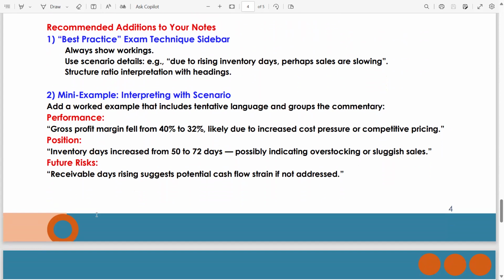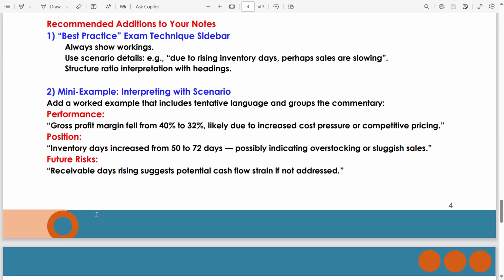Performance: group profit margin fell from 40 to 32%, likely due to increased cost pressure or competitive pricing. It means there is another competitor who is going to sell the same thing at a different or better price. Maybe he or she is going to offer a discount. Position: inventory days increased from 50 to 72 days, possibly indicating overstocking, overvaluation or sluggish sales. Future risk: receivable days rising suggest potential cash flow strain if not addressed.